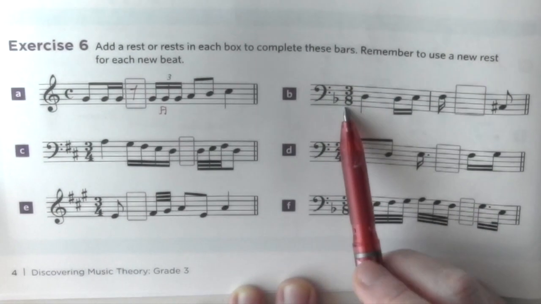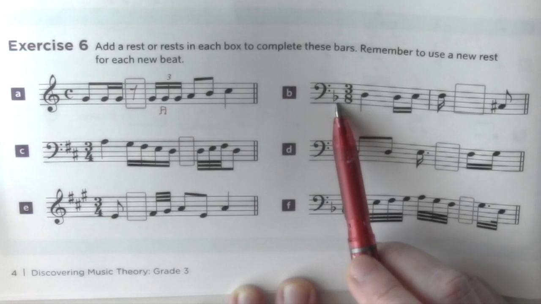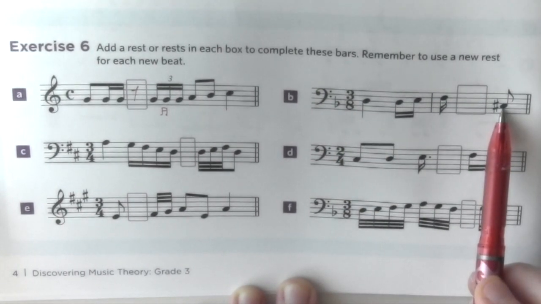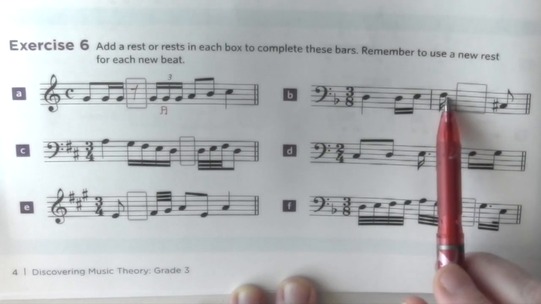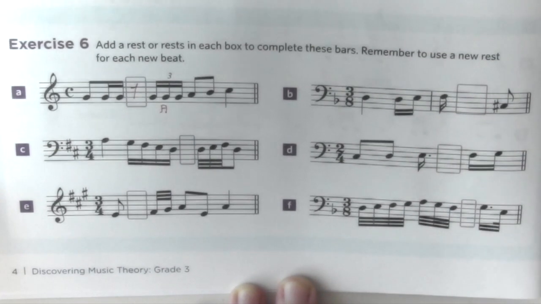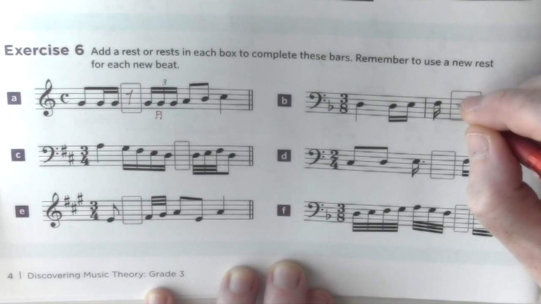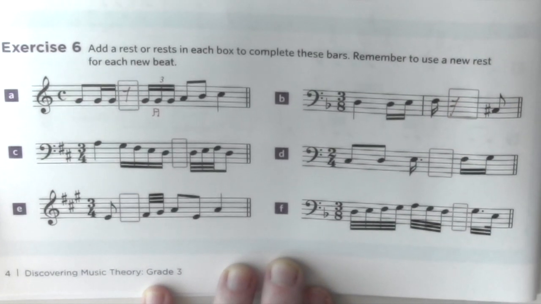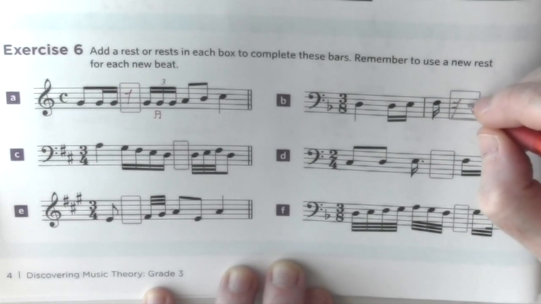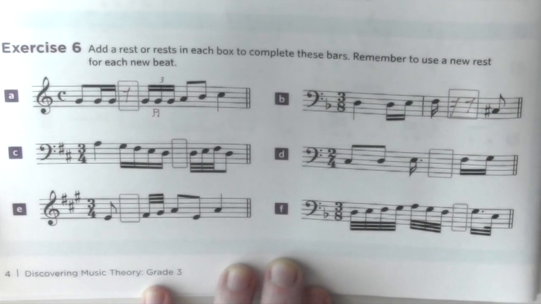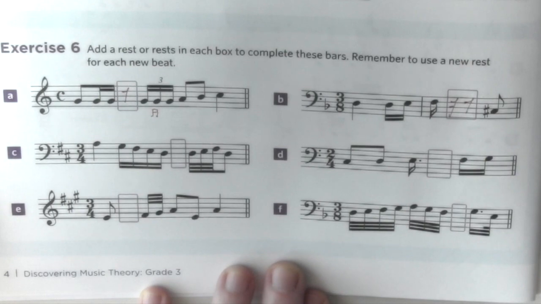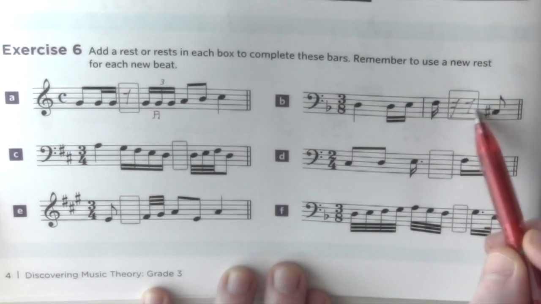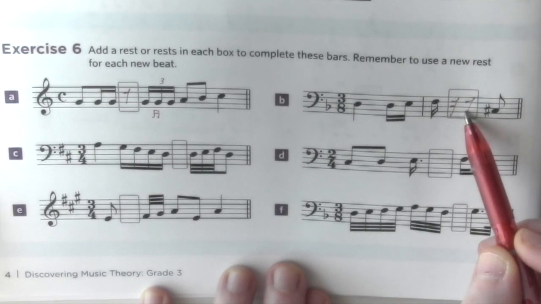The second one, we need 3 quavers in each bar. 1, 2, and 3. 1 and a half. So we need 1 and a half. Let's write the other half. And I also use a quaver because we have 1 quaver, 1 quaver, and we need a 3rd quaver.